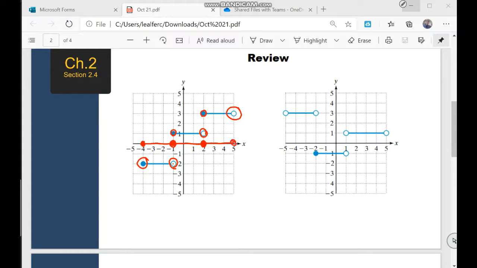Go. 5. Let's check 5. 5 is just an empty dot, an open dot. That means 5 is not included. The domain is going to be from -4, included, closed dot, to 5, which is an open dot. Okay?